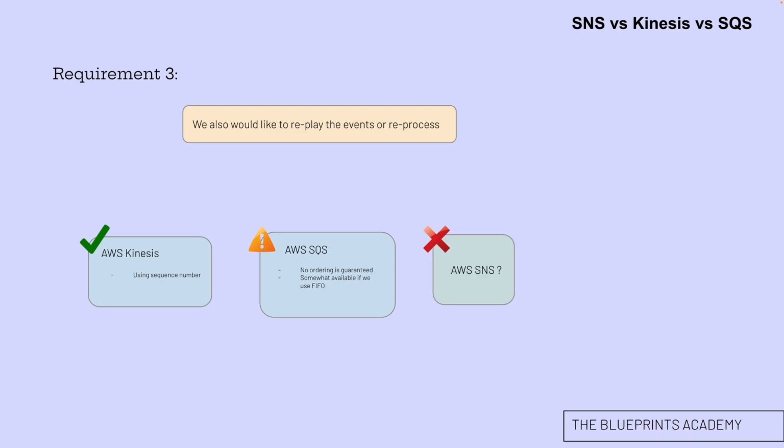And of course, we cannot use SNS, as we already discussed for these reasons. So in case of reprocessing, we should rely on AWS Kinesis. And here we can see that AWS Kinesis is actually winning based on our use case, of course.